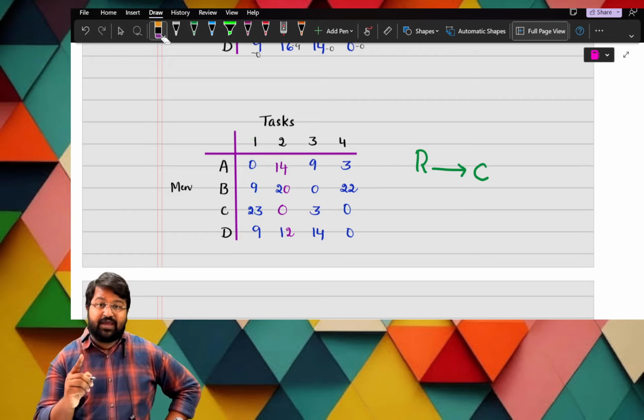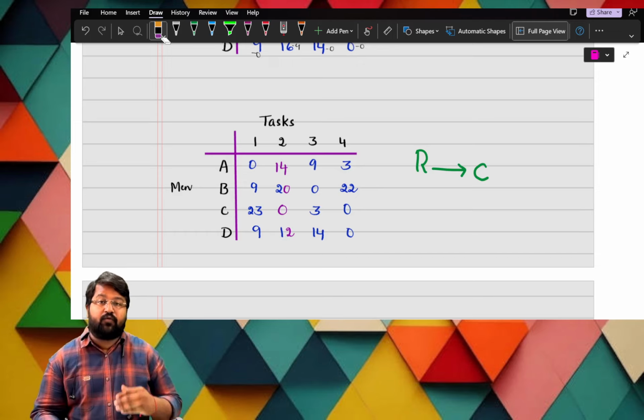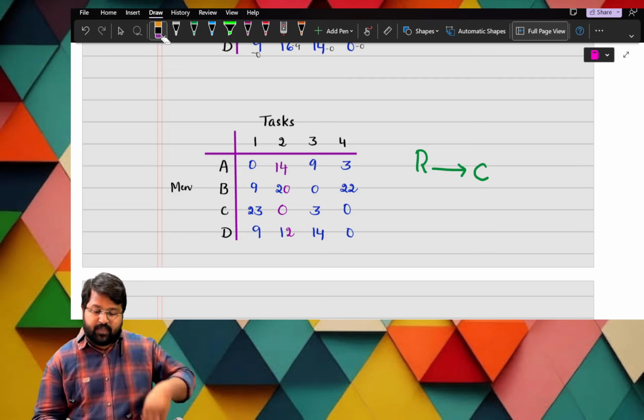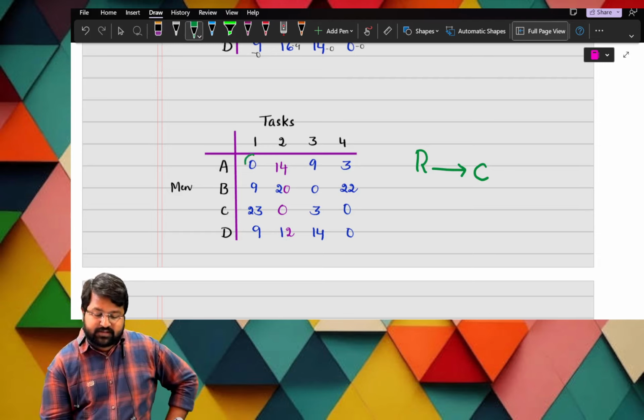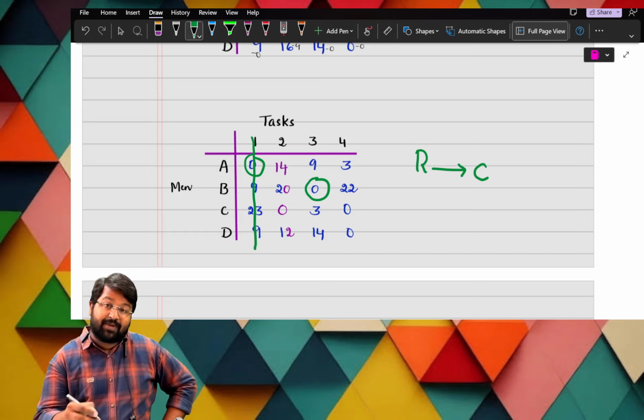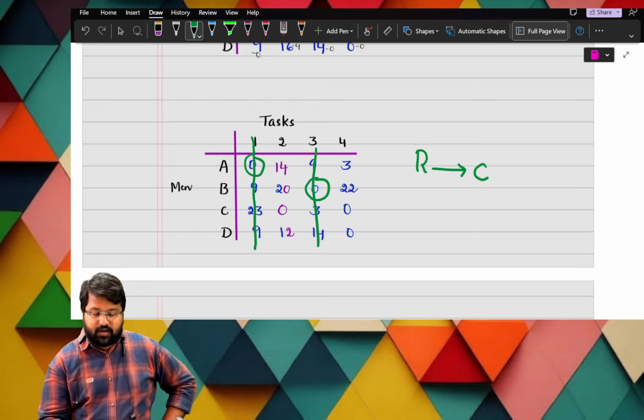I should identify a row with a single zero, but I have to go in an orderly manner. First, I check row A. Is there a single zero? As there is a single zero, I have to cancel the respective column. Next, this row is done. Next, the second row, is there a single zero? As there is a zero, I mark that zero and cancel the respective column. Row 2 is also done.